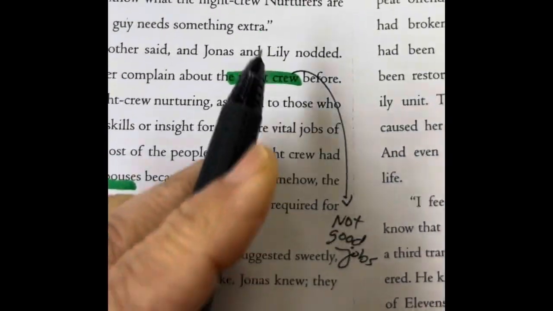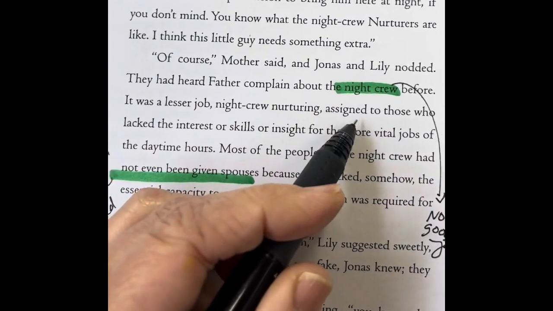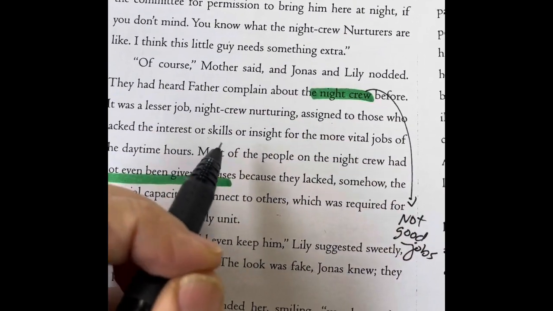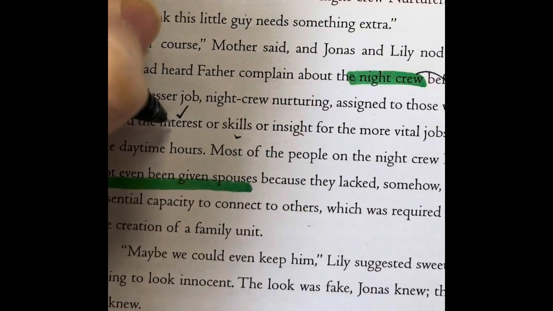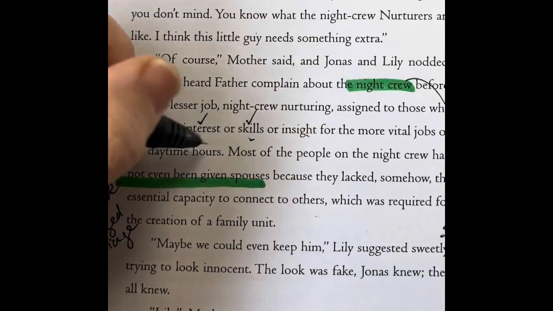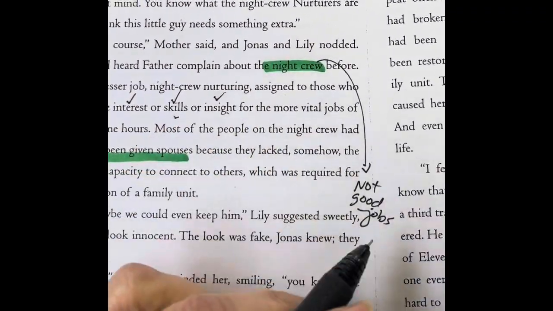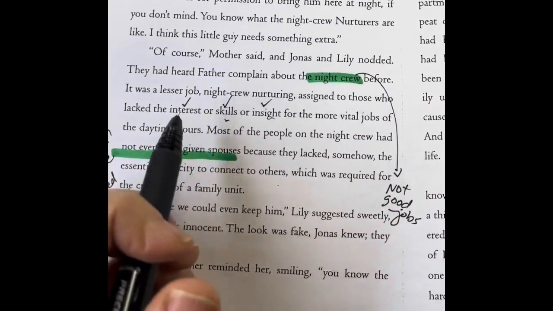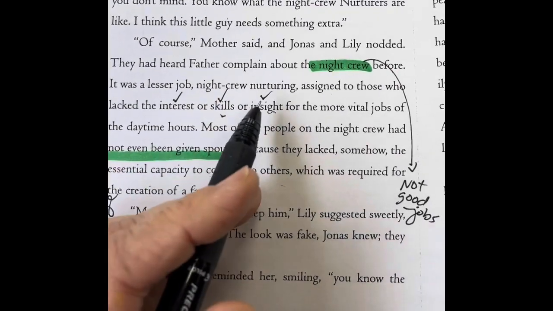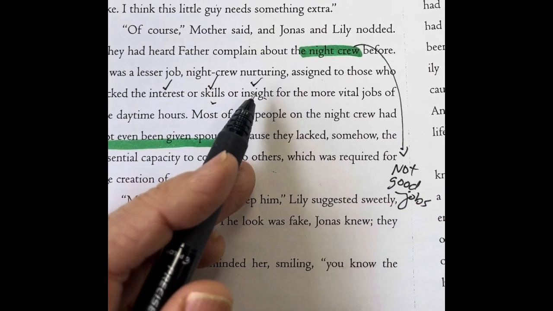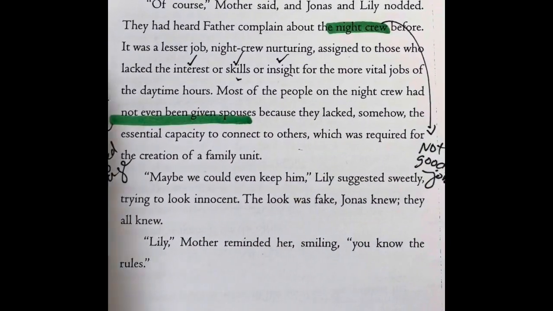They really don't get to make any choices. And the jobs seem to be all assigned, right? Night crew nurturing assigned to those who lack this interest or skills or insight. Interest, meaning they're not curious. Skills, maybe they didn't really work that hard in school. And insight, maybe they're not really deep thinkers. So if you don't work hard in school, you don't seem interested in much in life, and you don't prove yourself to be a deep thinker, this community will assign you a bad job.